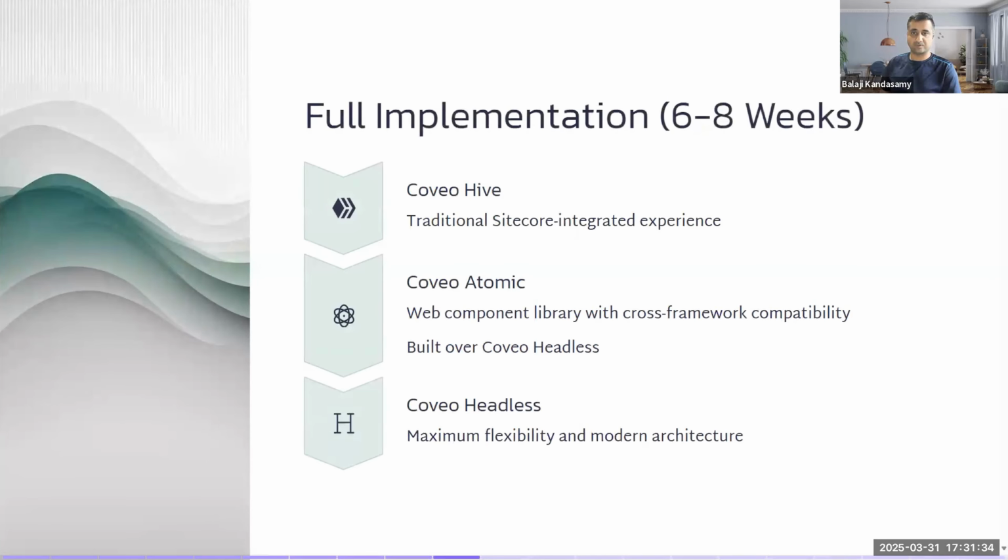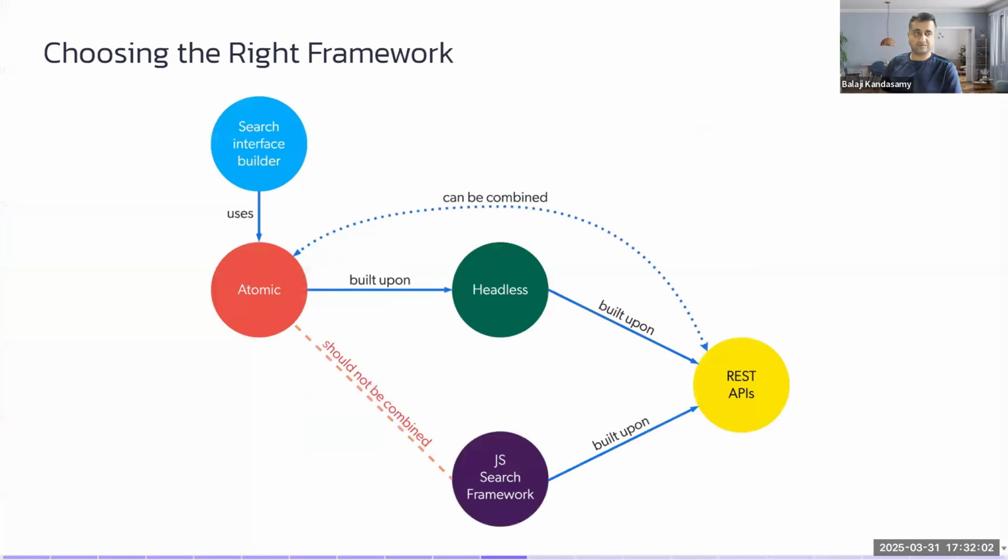So let's talk about what the full implementation is. When you say full implementation, it's going to be planned at least 6 to 8 weeks. Then there are 3 different frameworks you can use: Coveo Hive, Coveo Atomic, or Coveo Headless. So there are 3 options that you could choose, and we can go into detail on why you would choose one over the other. And that's the whole idea about this topic: choosing the right framework.